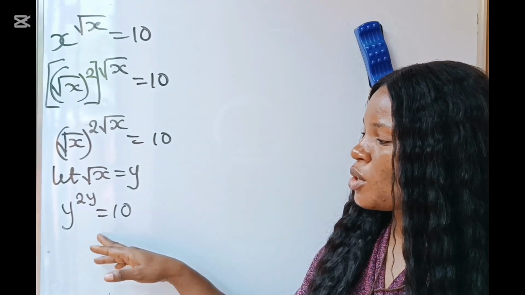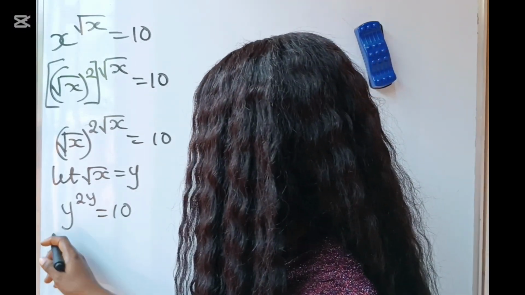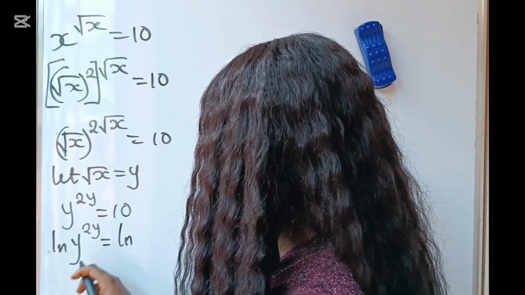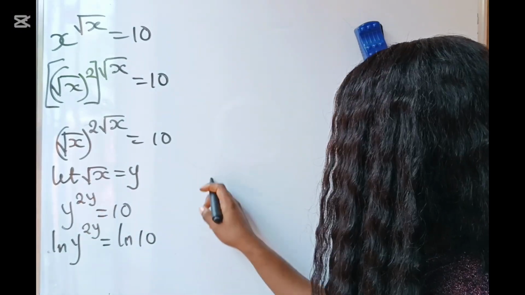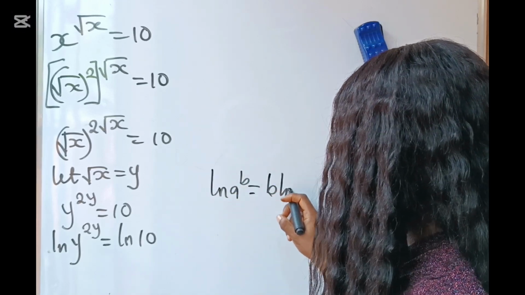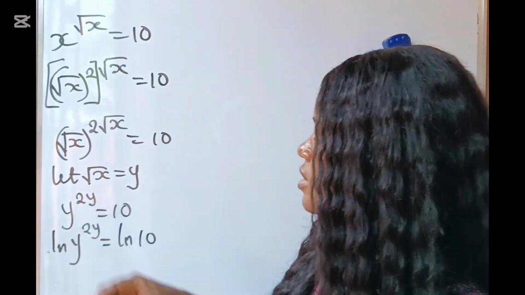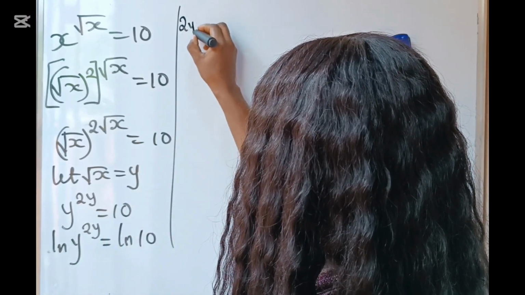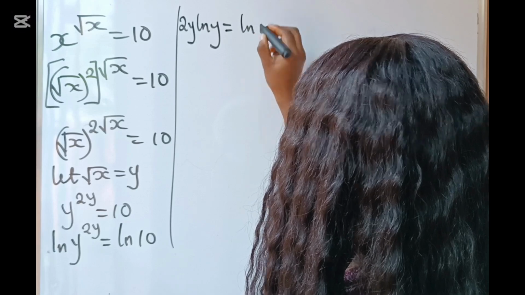That means the only way to solve this is to introduce a ln to both sides of the equation, right? So we are going to introduce a ln to both sides of the equation, and we have ln of y to the power of 2y is equal to ln 10. Now when you have ln a raised to the power of b, this can be written as b multiplied by ln a. Therefore, we can bring this down to write that 2y ln y is equal to ln 10.